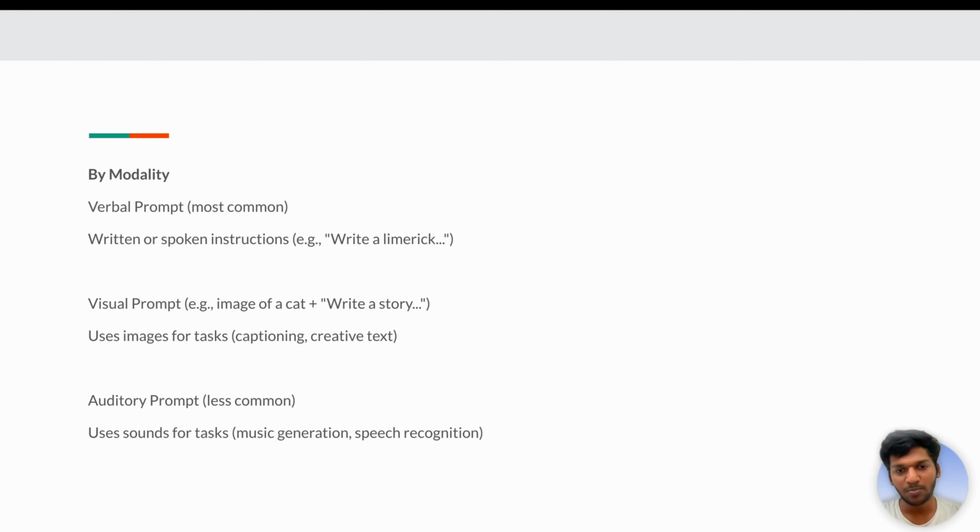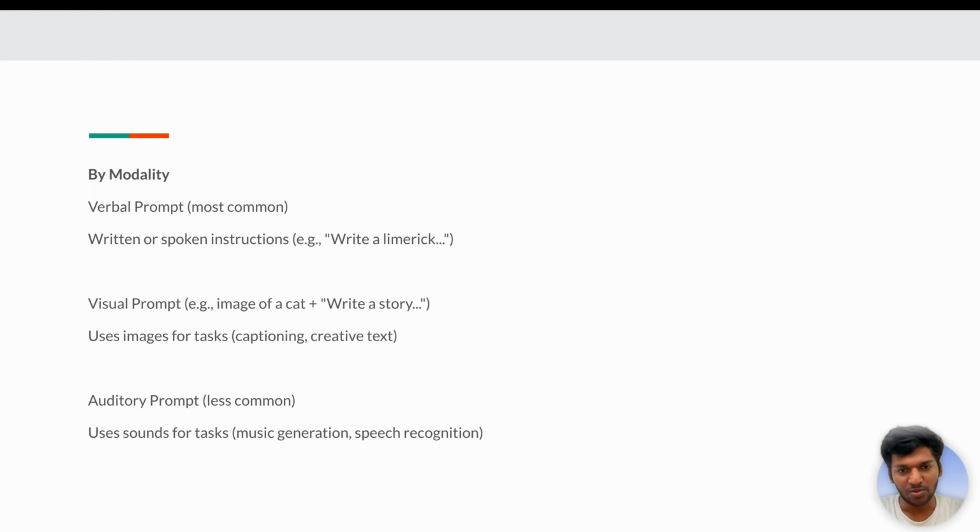Next is visual prompts. These prompts use images or other visual elements to guide the LLM's response. This can be useful for tasks like image captioning or generating creative text based on images. For example, providing an image of a cat and prompting, write a story about a cat. Basically, it could understand the whole image, and with that, we could ask any prompts or questions or any generation around the image. We can do anything around that.